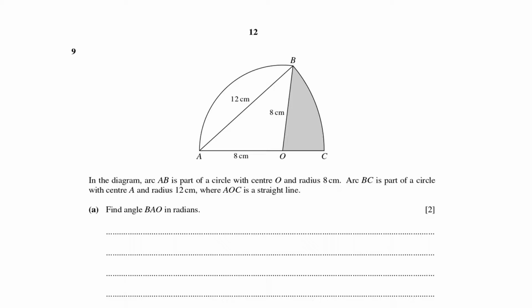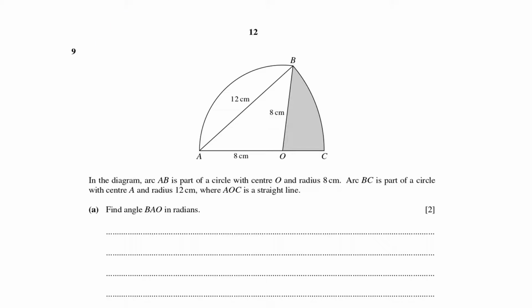Question number 9. In the diagram, arc AB is part of a circle with center R and radius 8 centimeters. Arc BC is part of a circle with center A and radius 12 centimeters, where ARC is a straight line. On part A, they say find angle BAR.